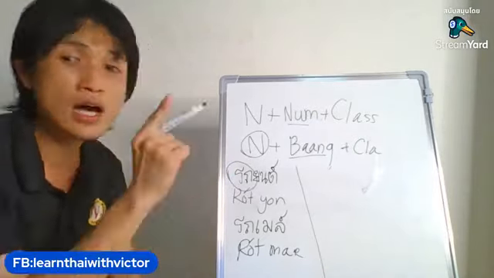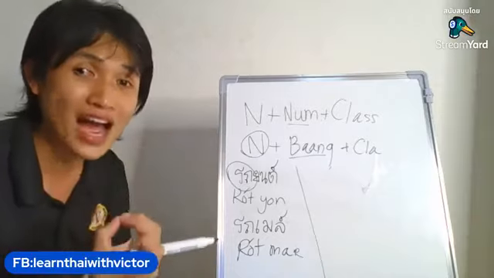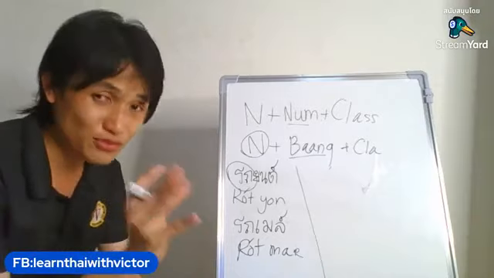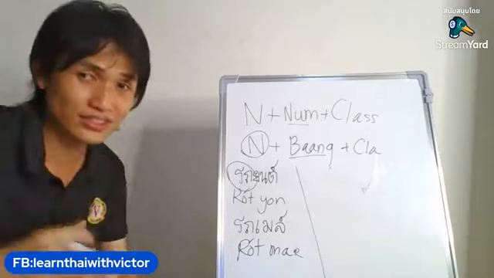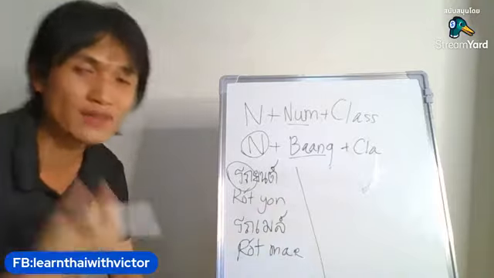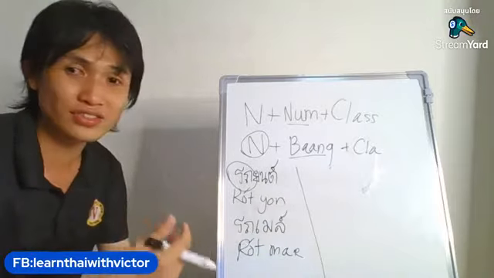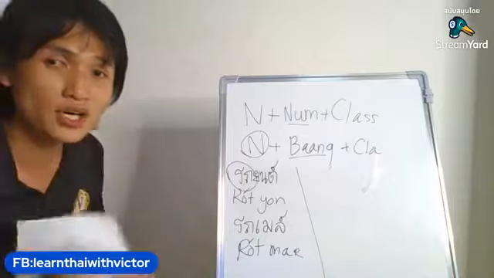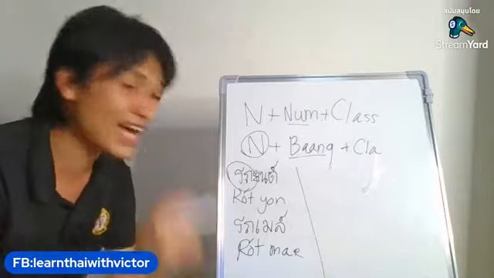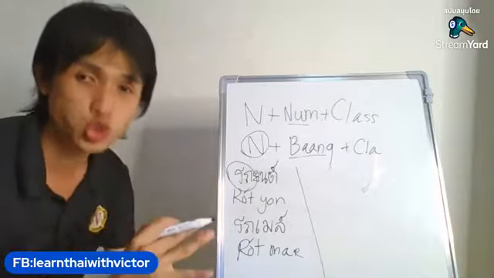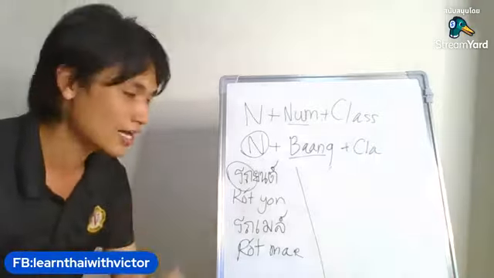For the word train, you can say รถไฟ. ไฟ means fire, just like the fire that you use for cooking, the fire that is burning and gives you heat. รถไฟ is a train in Thai. And this word, รถเมล์, a bus, okay? รถเมล์.